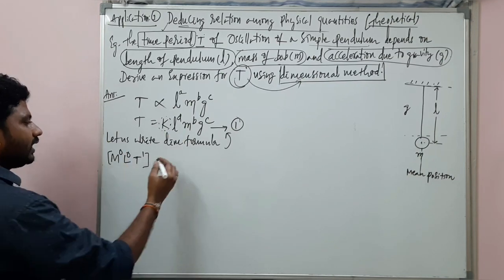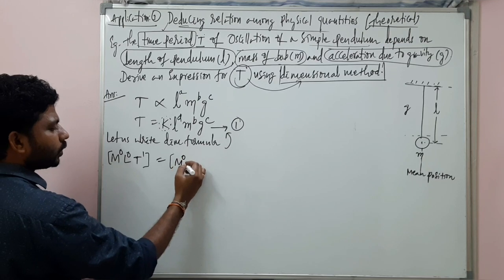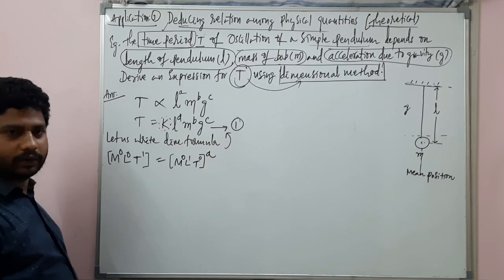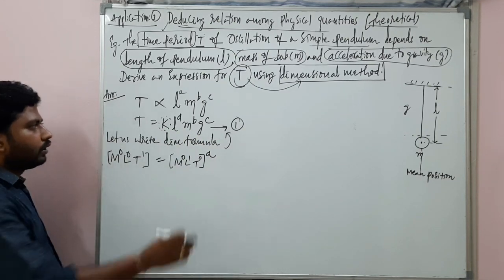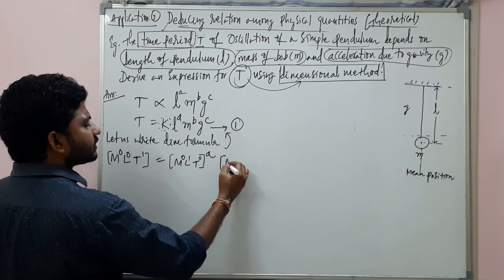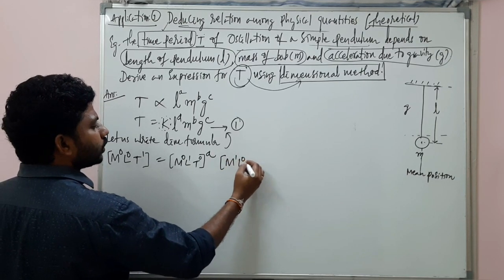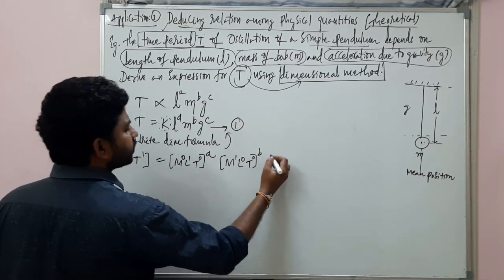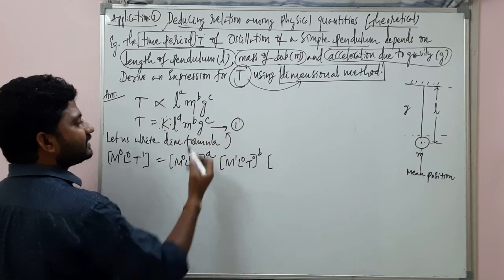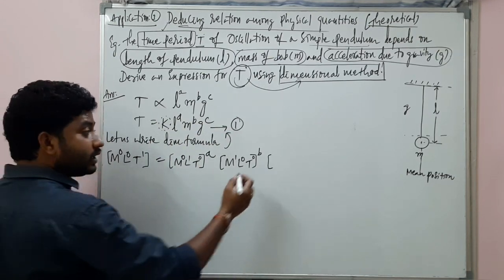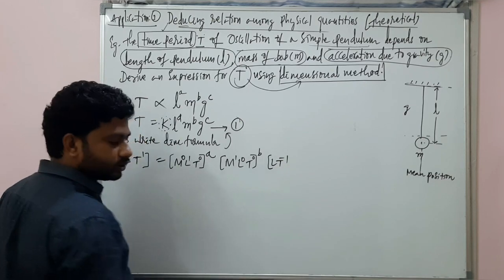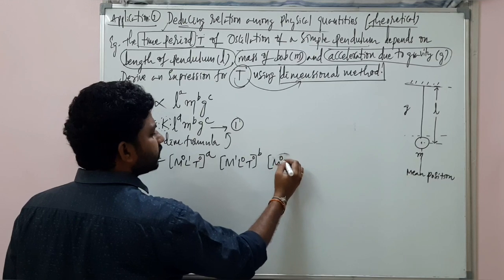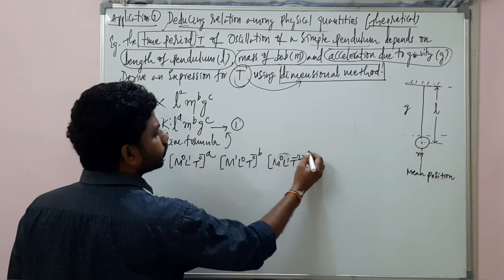L is length. So length dimensions I can write as M0 L1 T0. To avoid your confusion, I have written it in this way. Mass is M1 L0 T0, so that is to the power B. And the last one will be g to the power C. G is what? Acceleration due to gravity, so that is L T minus 2, which I can write as M0 L1 T minus 2 raised to C.